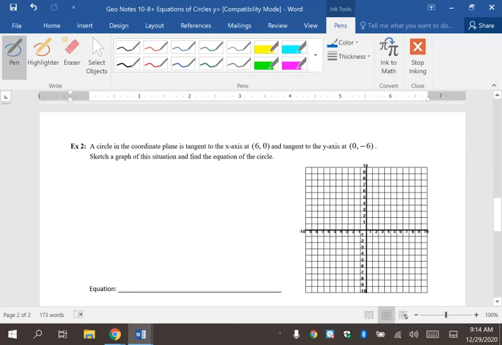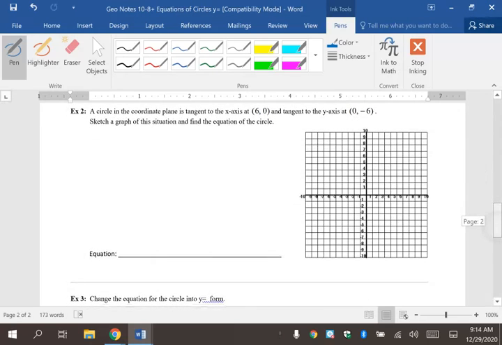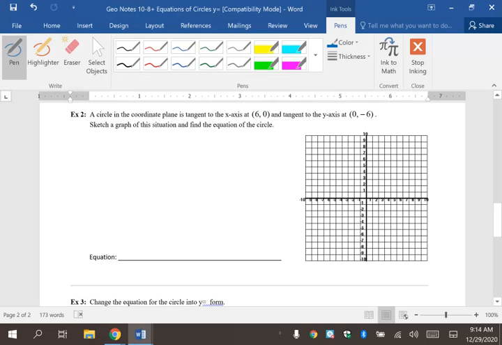Okay, who had the circle drawn in the fourth quadrant? Okay, excellent. Many more of you. So we have this point 6 comma 0 and 0 comma negative 6. So our circle is centered over here. So the center point would be over 6 down 6. So the center is 6, negative 6. The radius is also 6.